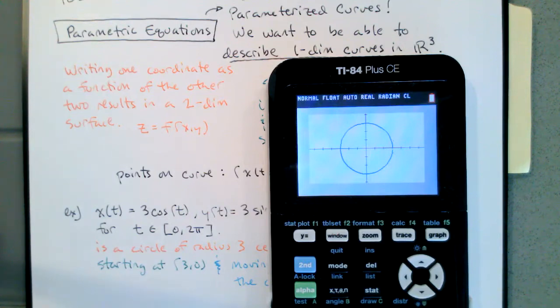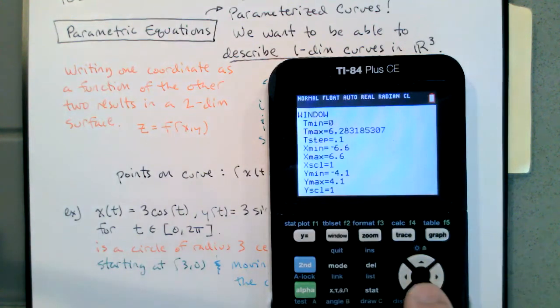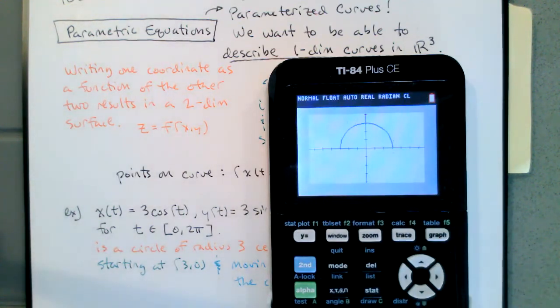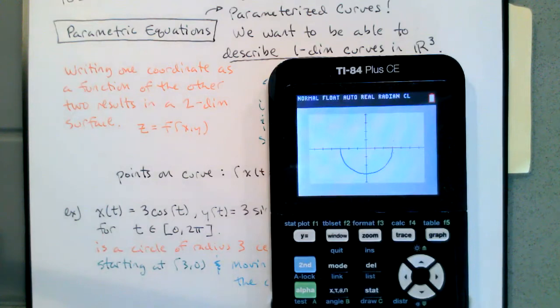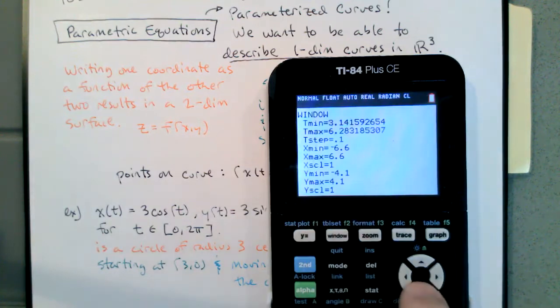We can adjust how much of the circle that we get by changing the values of t that we plug in. If I only plug in the values of t from 0 to pi, we only get half a circle. If I want the bottom half of the circle, I could put in values from pi to 2 pi. That gives us the bottom half. If I want the right half of the circle, then I could go from negative pi over 2 to pi over 2.